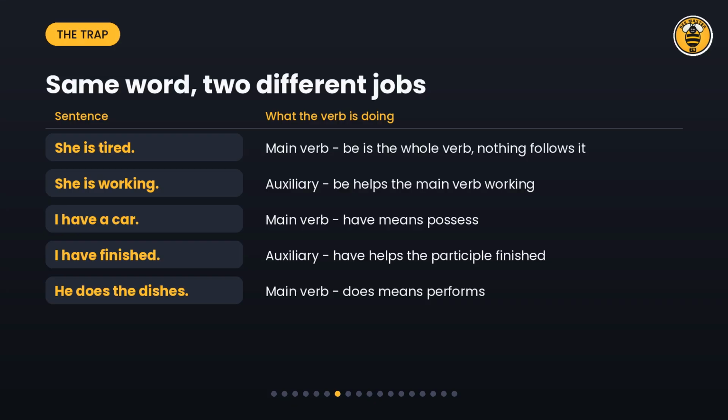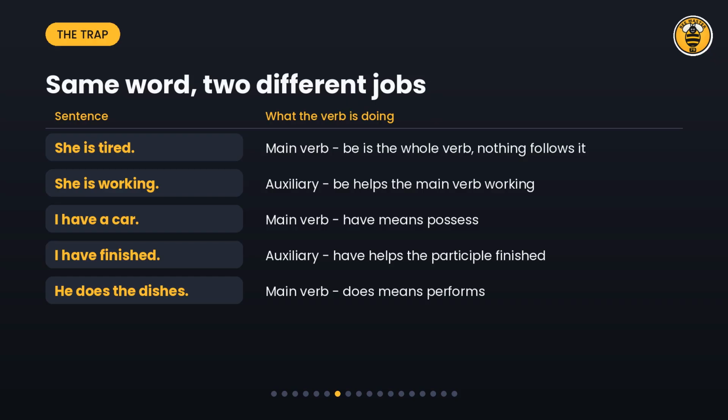Now for that trap I promised you. Be, do, and have wear 2 hats. Sometimes they are the auxiliary, sometimes they are the main verb themselves. Here is the test. Ask yourself, is there another verb after it? Listen to the difference. She is tired. She is working. In the first sentence, nothing follows be, so be is the whole verb. In the second, working follows it, so be is helping.